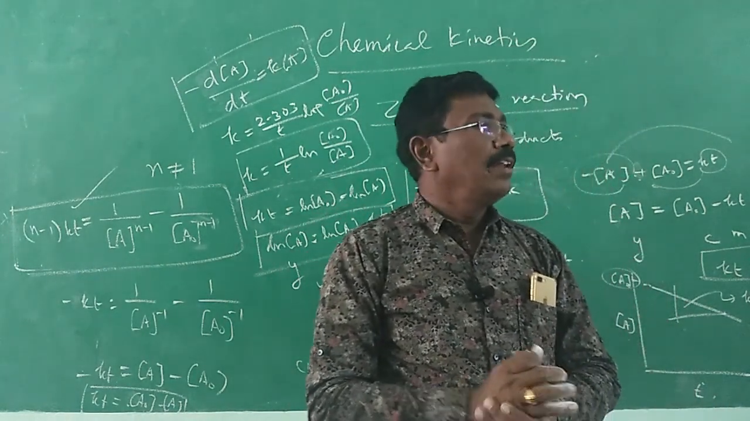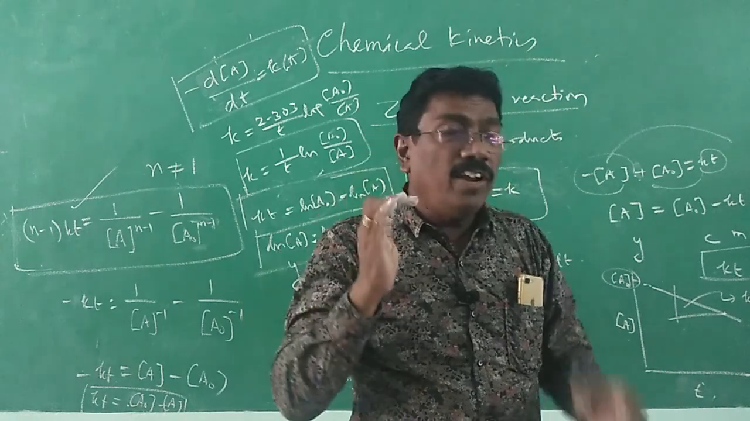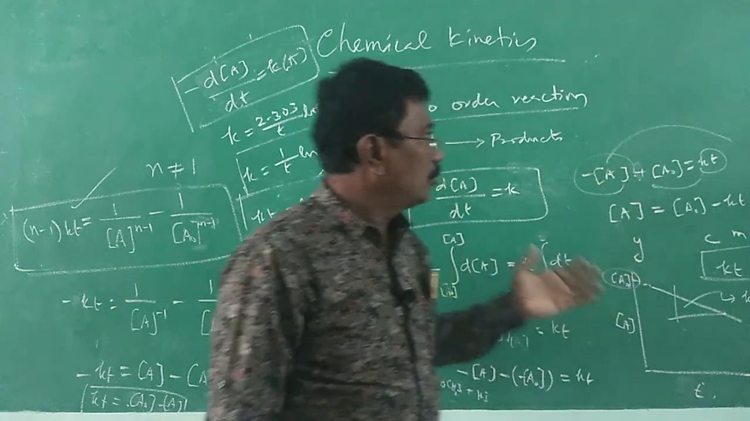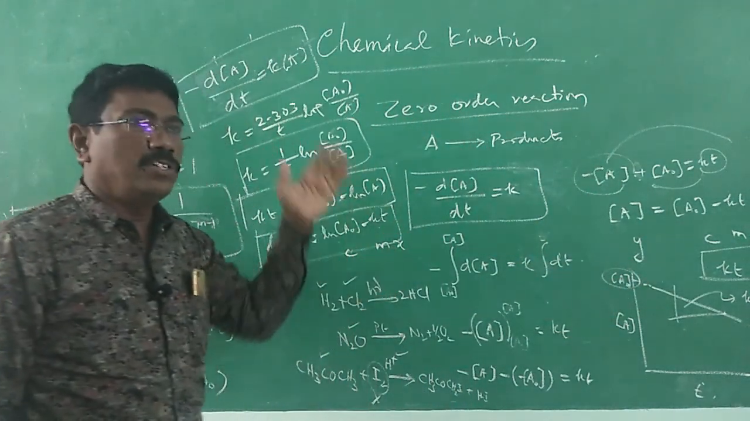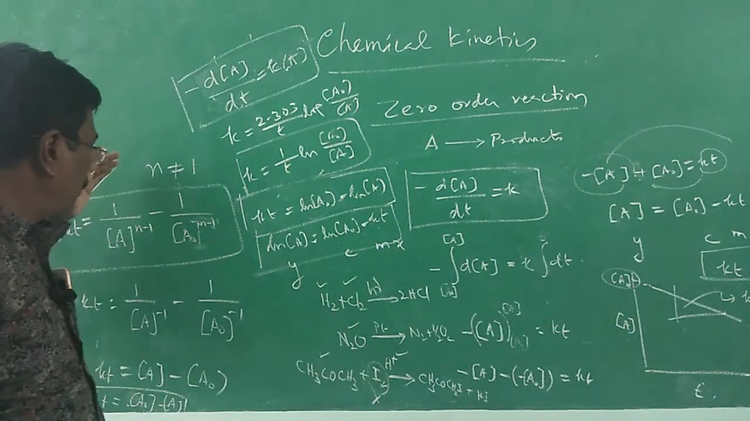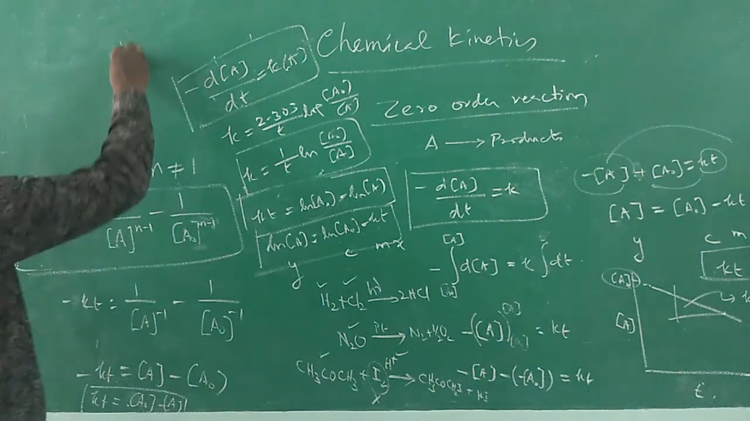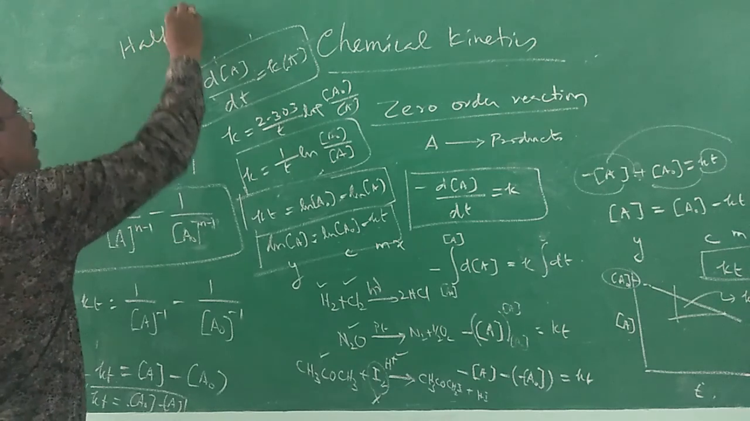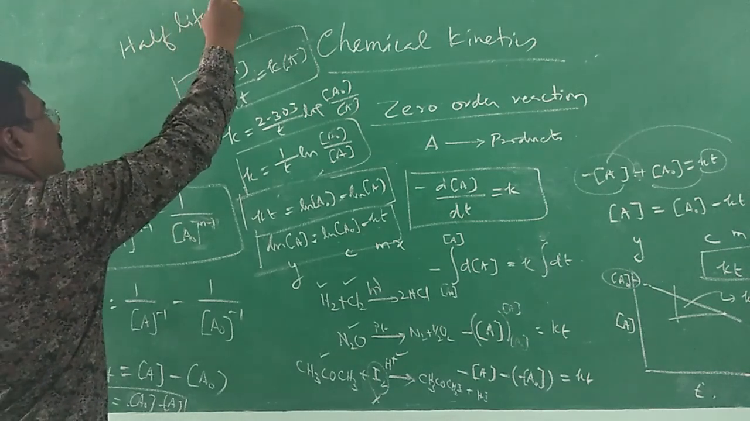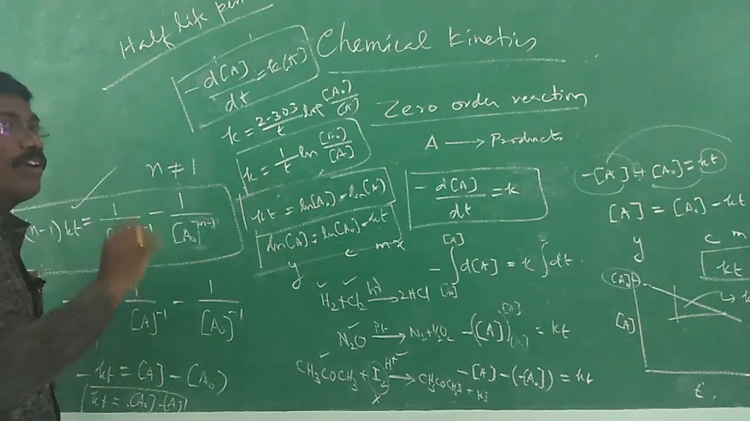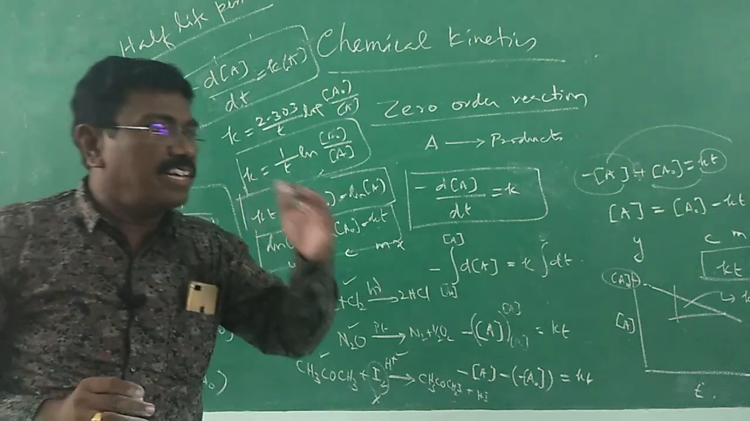Now, let me go into half-life period. We have seen pseudo first order reaction, zero order reaction, and general expression for relating rate constant with the concentration and time, except first order. Now, what is half-life period? Just let me define half-life period. With that, we can go for the next class afterwards. The time required to complete half of the reaction is known as half-life period.